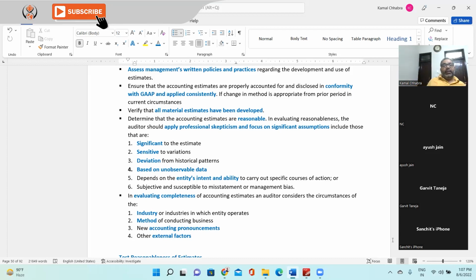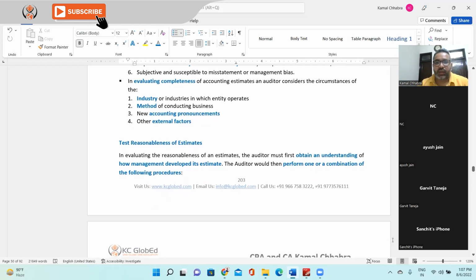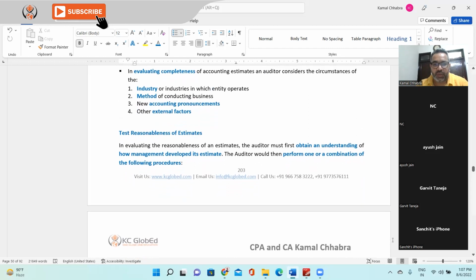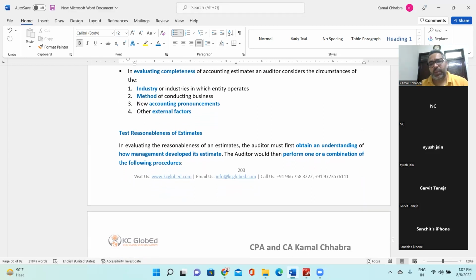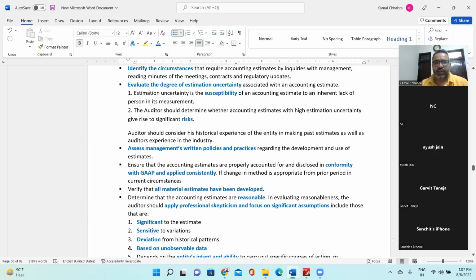And lastly, when you are evaluating the completeness of accounting estimates, an auditor should consider the circumstances of the industry in which the company operates, methods of conducting the business, new accounting pronouncements, if any, and other external factors. So all these things you need to keep in mind when you are testing the estimates.